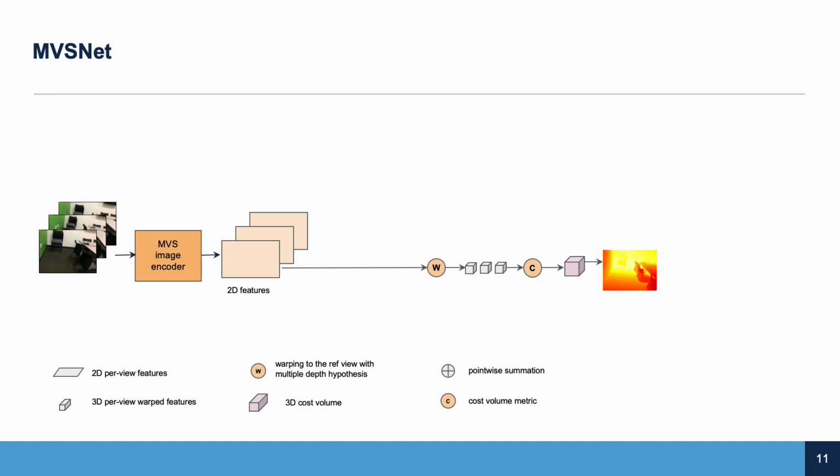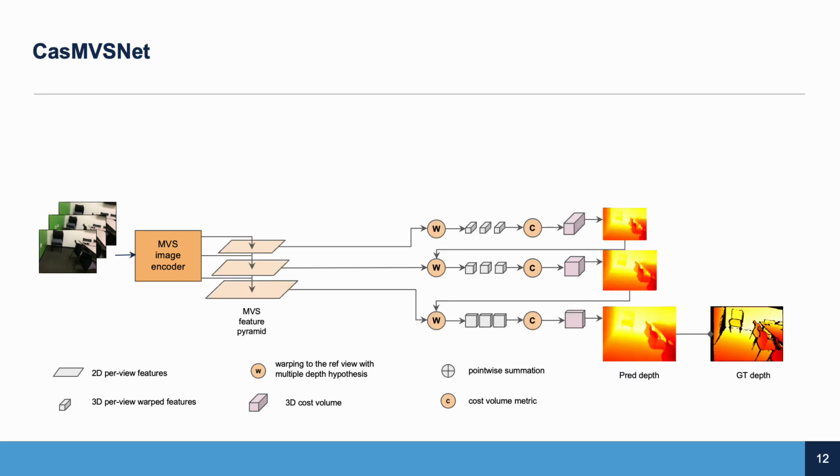The resulting volume encodes probability distribution of the depth values along the ray for each pixel. Final depth predictions are made with soft voting of depth values along the rays. In practice, it's expensive to build cost volumes at high resolution.